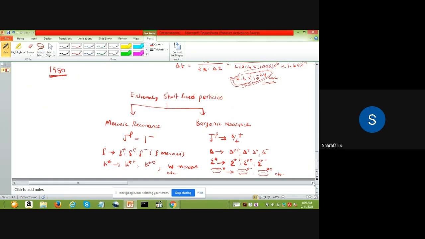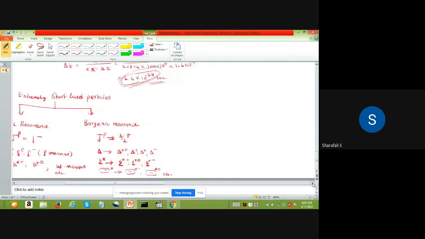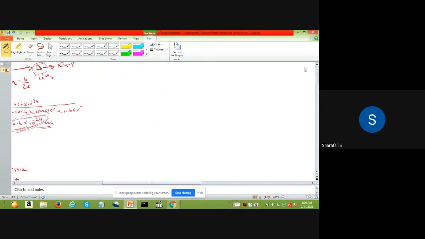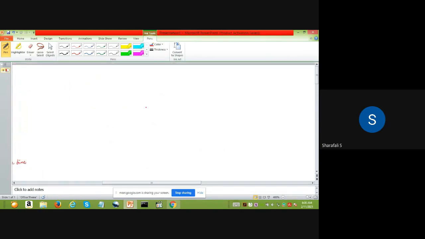Now, these are extremely short-lived particles. How can we detect them? That is another question. There are basically two different types of detection methods. Detection methods for extremely short-lived particles: there are two methods.